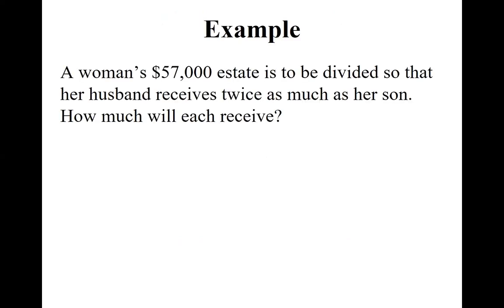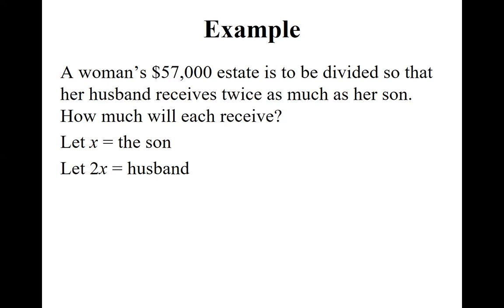Finally, a woman's $57,000 estate is to be divided so that her husband receives twice as much as her son. How much will each receive? Well, if the husband receives twice as much as the son, and the son is unknown, let's let our unknown X be the son. And if the husband receives twice that much, that means that 2X is the husband.